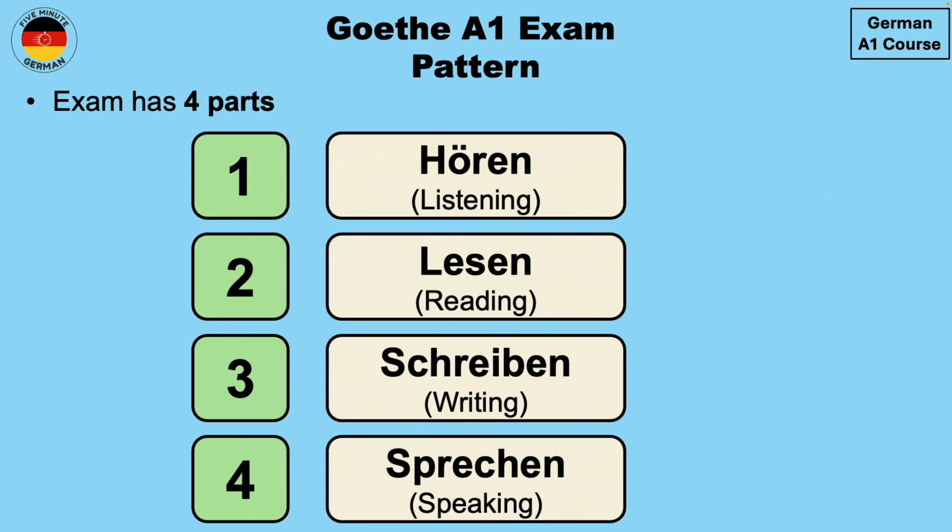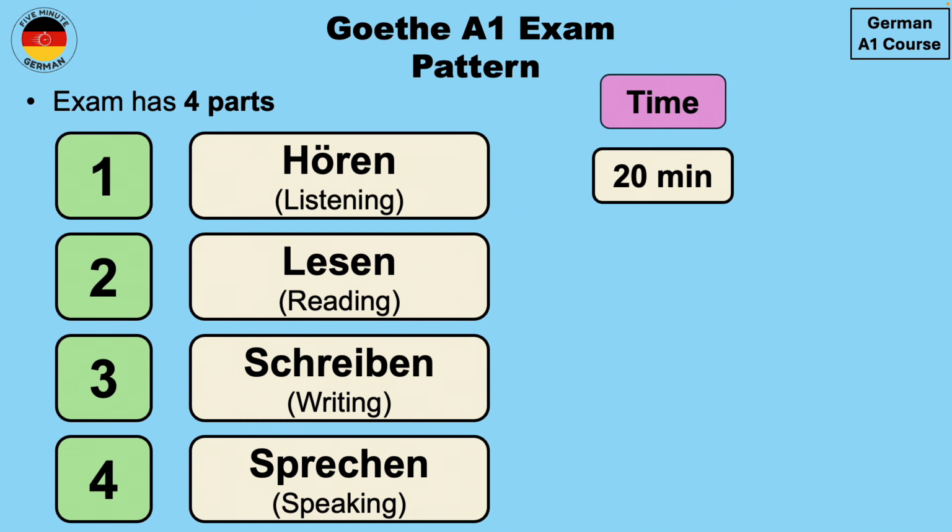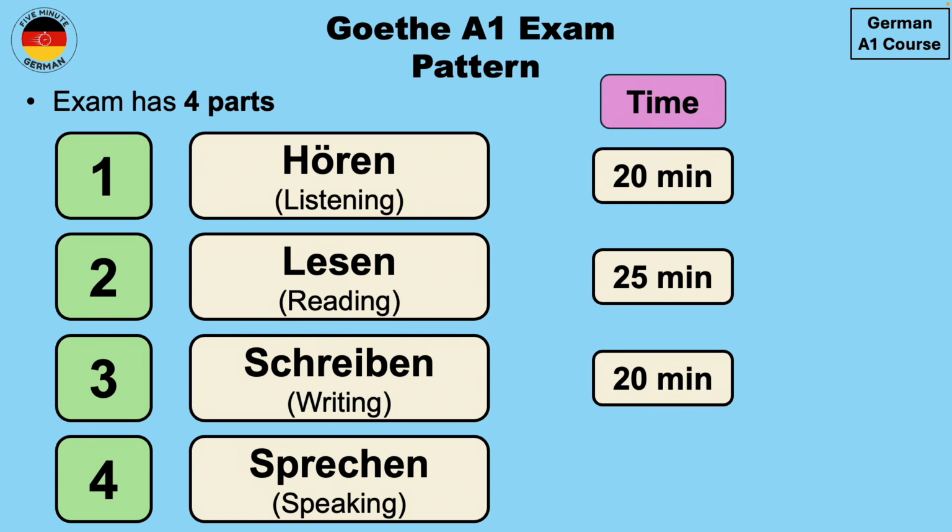Usually in the exam, when you go to the exam center, they start with the Hören or the listening part, and this usually takes around 20 minutes. Once you are finished with the Hören part, they will give you a booklet which contains the Lesen, which is reading, and the Schreiben, which is the writing part. For the Lesen part, you have around 25 minutes, and for the Schreiben part, you have 20 minutes.